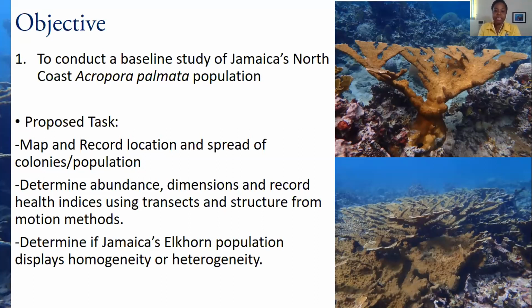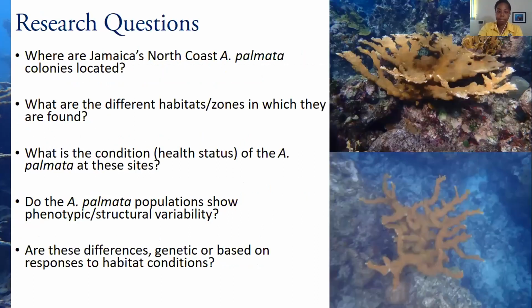And for me to effectively do this, I would then need to map and record locations and the spread of colonies and the population, determine the abundance, the dimensions, and record health indices using transects and structure from motion methods, also determine if Jamaica's elkhorn population displays homogeneity or heterogeneity.